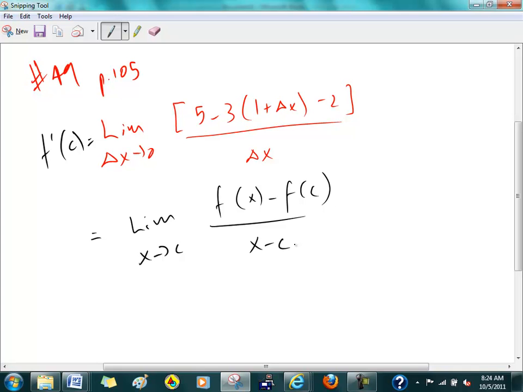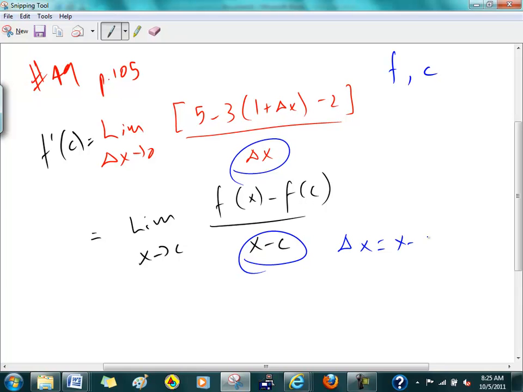Okay, so now if you compare this to this, you can see that delta x is x minus c. Remember what your question is, okay? They're asking you, what do you think f of x is? Find f, find c. So you've got delta x is equal to x minus c if you make this comparison.